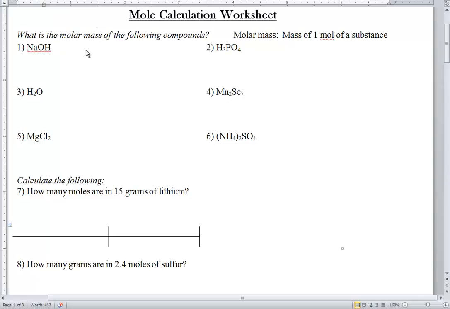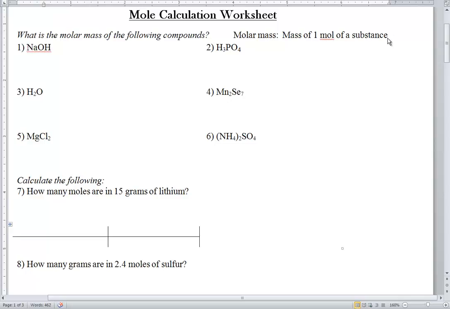So let's take a look over here, molar mass. What molar mass is, by definition, see right here, mass of 1 mole of a substance. Now if I have 1 mole of, say, helium, that's 6.02 times 10 to the 23rd atoms of helium. That's going to have a particular mass. If I have 1 mole of, say, carbon, that's going to be 6.02 times 10 to the 23rd atoms of carbon. Now even though I have the same number of particles, the masses will actually differ, and here's why.